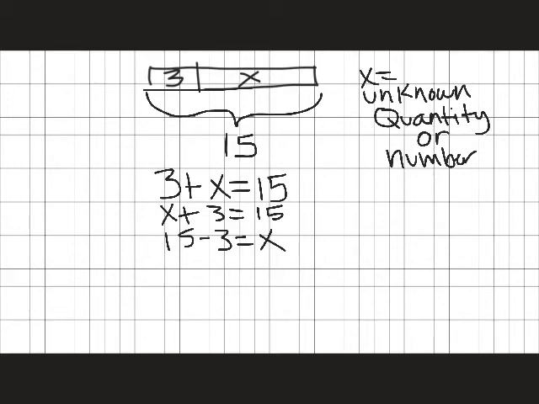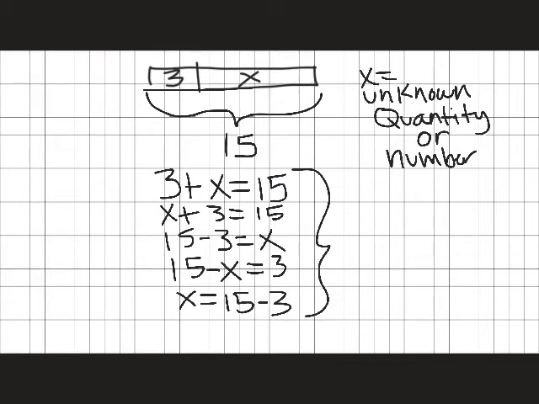We could also say that 15 minus x equals 3. Or we could even say that x equals 15 minus 3. In elementary school, you might have talked about this as being like a fact family. It's the same idea. It's important we can recognize that all of these are conveying the same information.